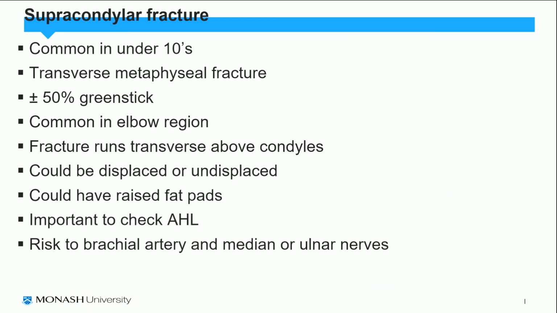Supracondylar fractures are quite common and occur at the transverse metaphyseal area. About 15% of these could be greenstick. So fractures run transverse above the condyles. They could be displaced or undisplaced. So sometimes they could be difficult to pick up. However, it's useful to look at raised fat pads and also to check the anterior humeral line. The important thing is that there could be a risk to the brachial artery and median or ulnar nerve damage.